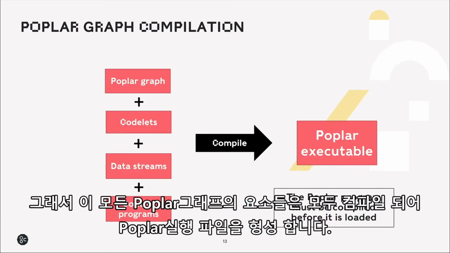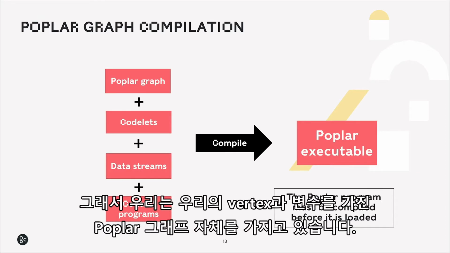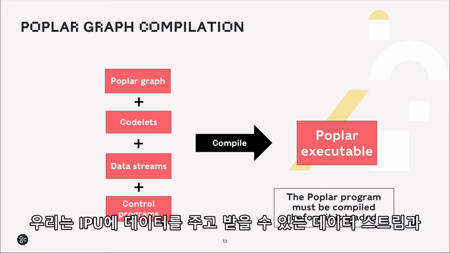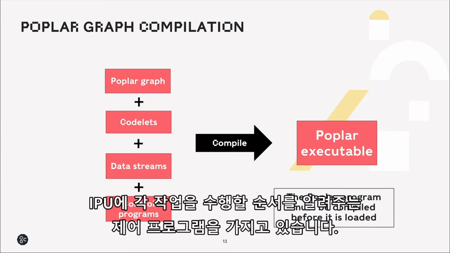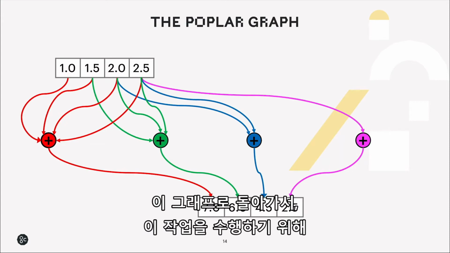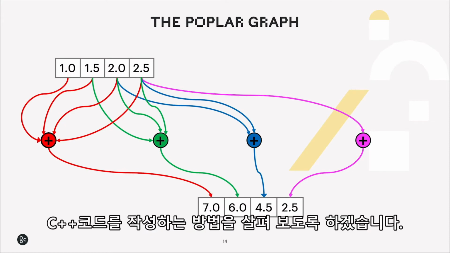So all of these elements of our Poplar graph are all compiled together to form our Poplar executable. So we have the Poplar graph itself with our vertices and our variables. We have the codelets, which contain the code to tell the vertices what to do. We have our data streams to send data in and out of the IPU, and our control programs which tell the IPU in which order to perform each task. These are all compiled together into our Poplar executable, which must be compiled before it can be loaded onto the IPU. So, going back to this graph for a moment, this is what we're going to have a look at how to write the C++ code in order to perform this operation.